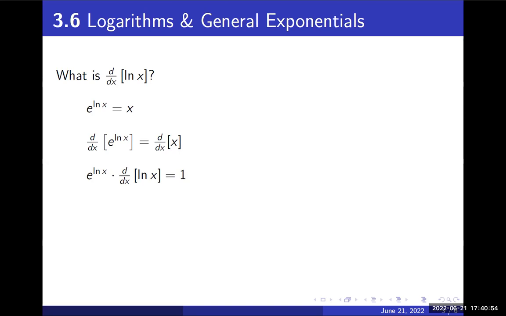Well, we don't know what that is. That's the whole point of this question, and that's what we're going to figure out. So we're just going to simply write it as times the derivative, d over dx of the natural log of x. That is equal to the derivative of x, which is, of course, just 1. So this is a really clever way to figure out the derivative for natural log x, right? We don't know what that is, but that's the whole point. We know everything else, and so we can isolate this by dividing both sides by e raised to the natural log x.